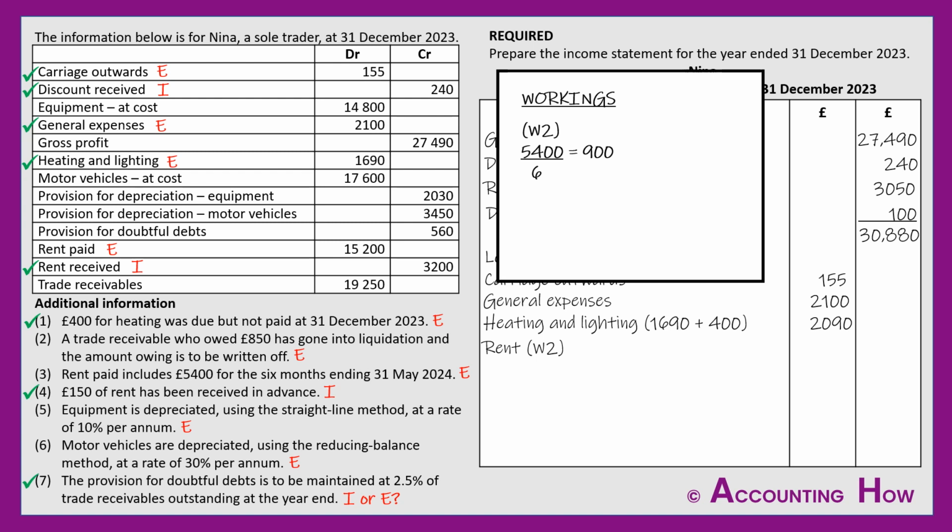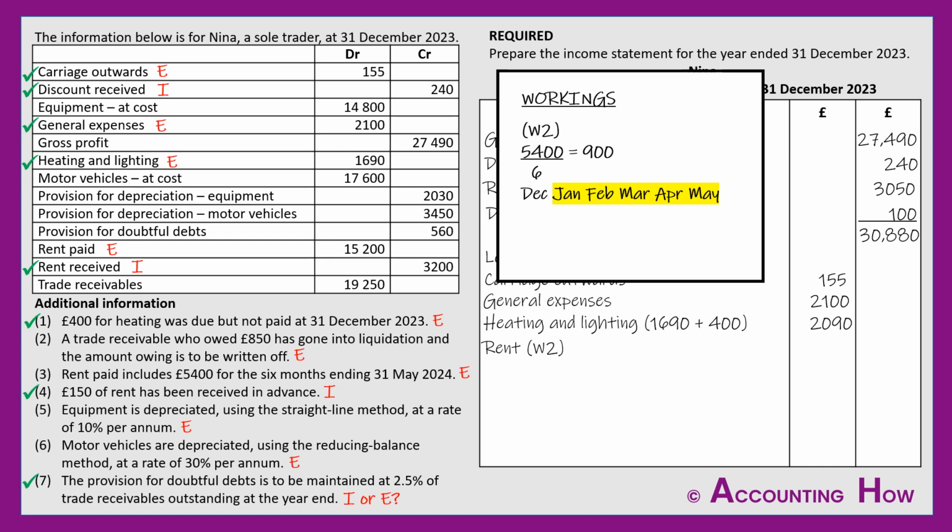So the rent is £900 a month. And we've been told that this is for the 6 months ending 31st of May 2024. So if we're running up to the end of May, work backwards. So we must be starting on the 1st of December 2023, because that would give me 6 months. I'd have December, January, February, March, April, May. And let's put these in here so we can just see it visually. So there are the 6 months that £5,400 covers. That's the period it covers.